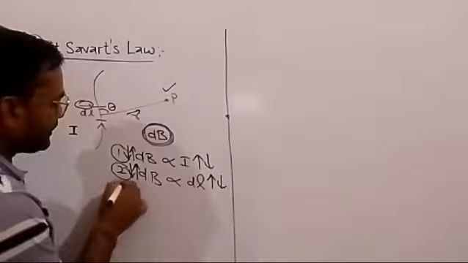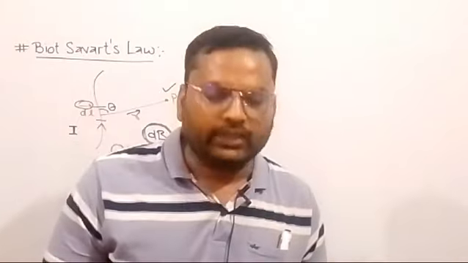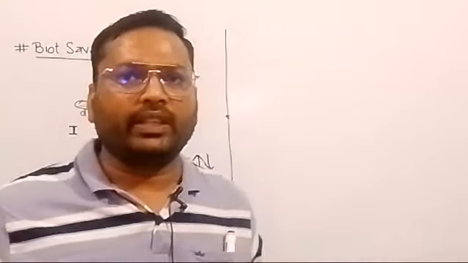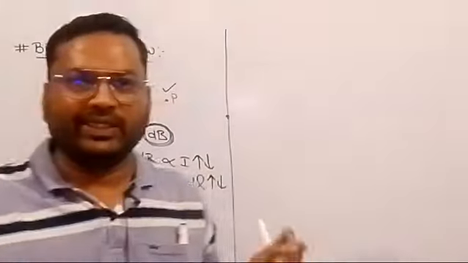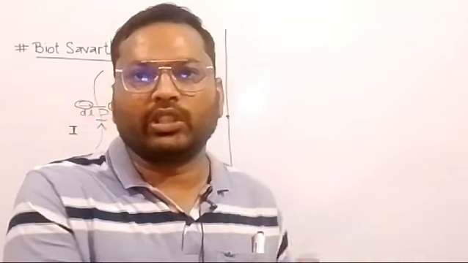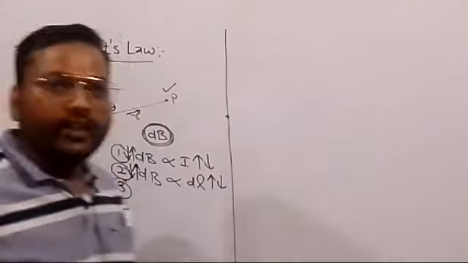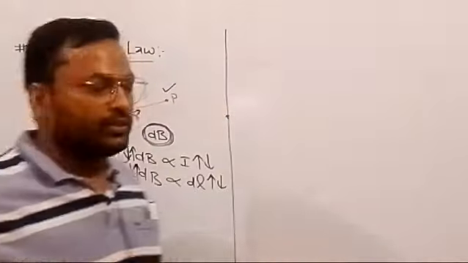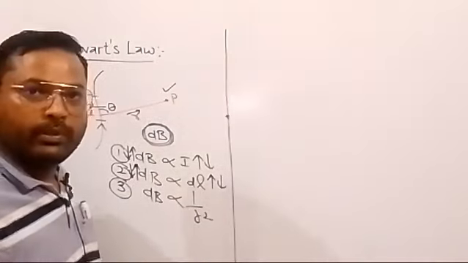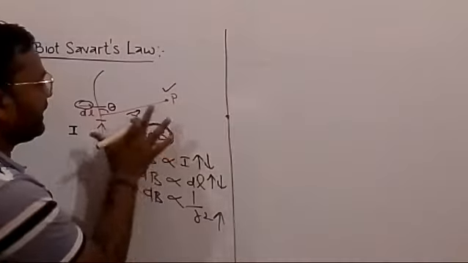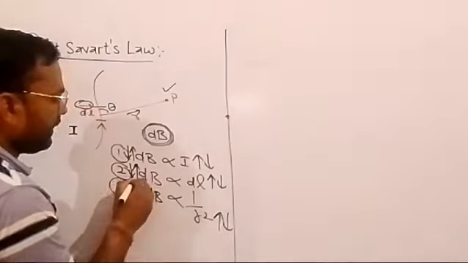And the third factor is the inverse square law. As we already discussed in electrostatic forces, if we increase the distance, then the force decreases. So the inverse square law also follows here. If we increase the distance, then the magnetic field also decreases. So dB is inversely proportional to r square, which means if r increases, the magnetic field decreases, and if the distance decreases, the magnetic field increases.